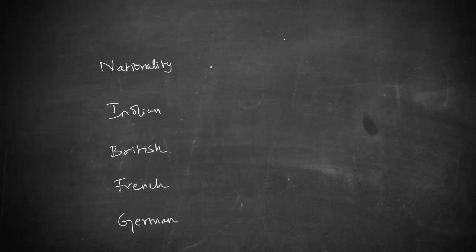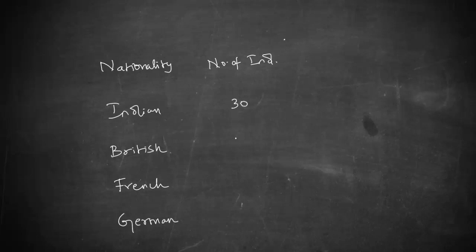Then in the second column you will be writing the number of individuals, and we have Indian 30, British 50, French 60 and German 90, and the total we have computed is 230. So here this frequency is distributed amongst 4 nationalities, and the distribution is 30, 50, 60 and 90. So this table is a good example of frequency distribution.